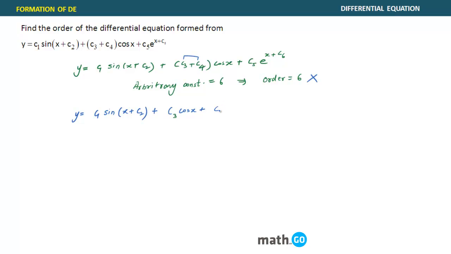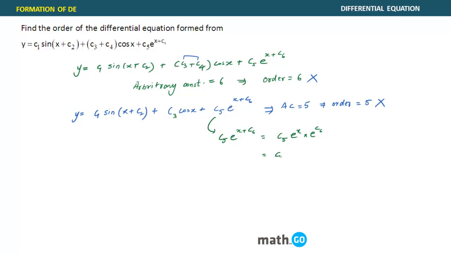Now if you see, this question reduces to something like this. Now how many arbitrary constants? Now the answer should look like 5. That implies order is 5. But if you say order is 5, then again this is wrong. Why is this wrong? Now let's see. The twist in this question is that this last particular component, c5 e raised to power x plus c6, can be further resolved as c5 e raised to power x into e raised to power c6. What is c5?